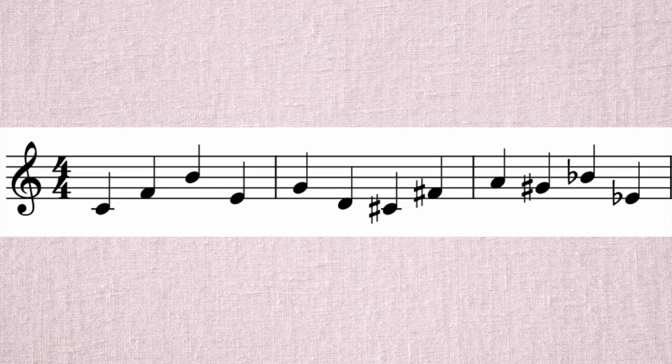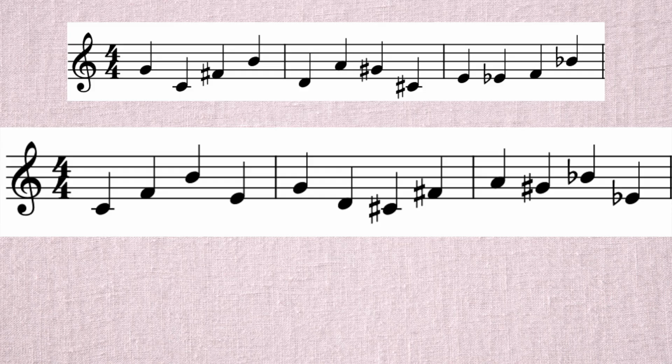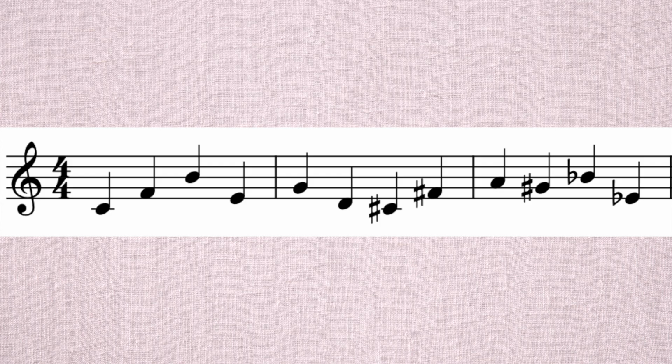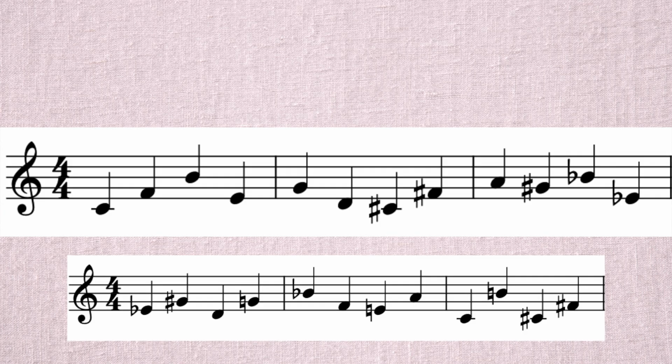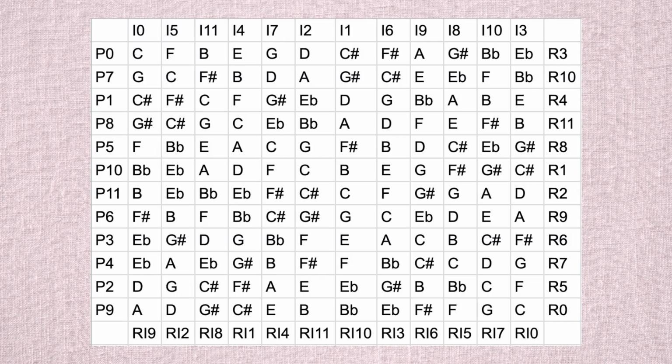You can also transpose the initial tone row of any of these permutations to any other starting pitch. So here is what the normal order looks like starting on G. And this is what it looks like starting on E flat. To organize all of these different versions of the tone row, you can create a matrix like this.